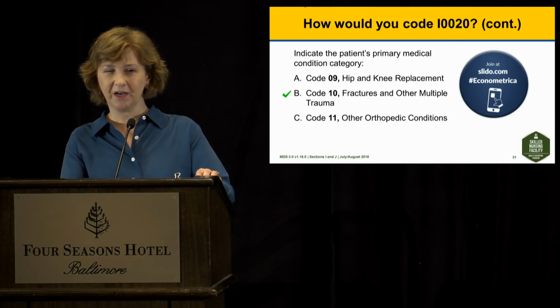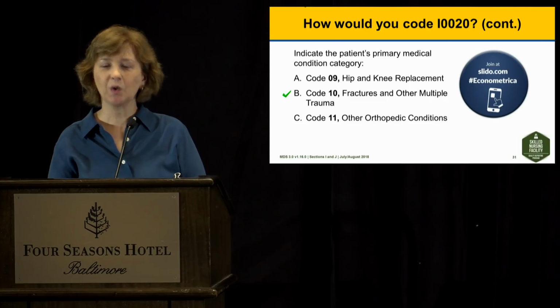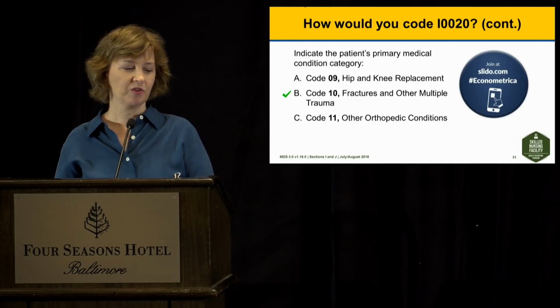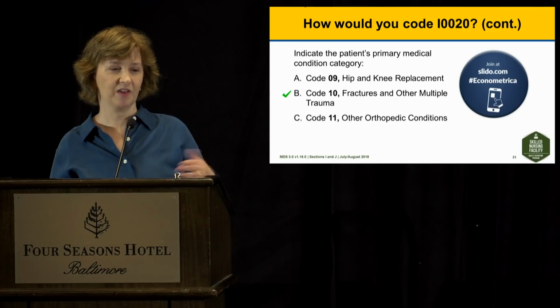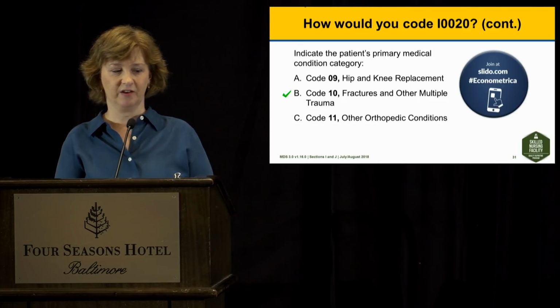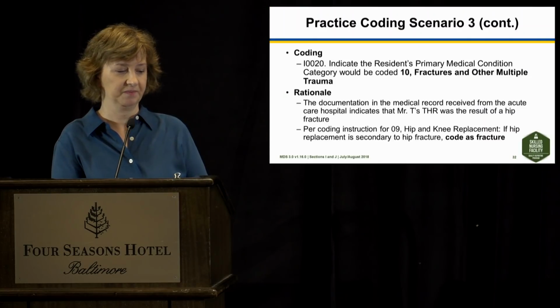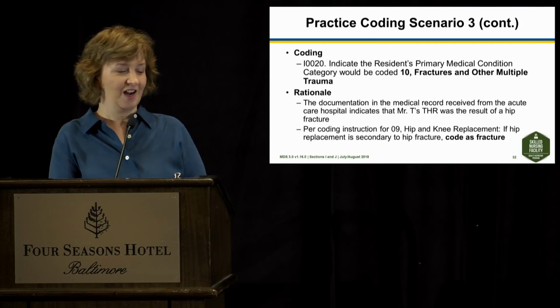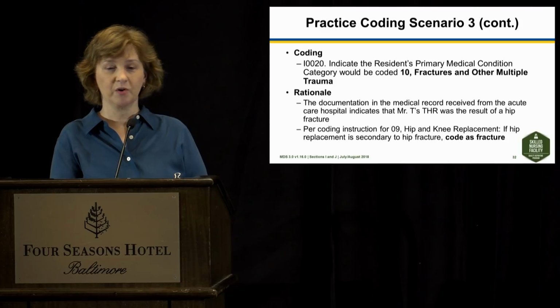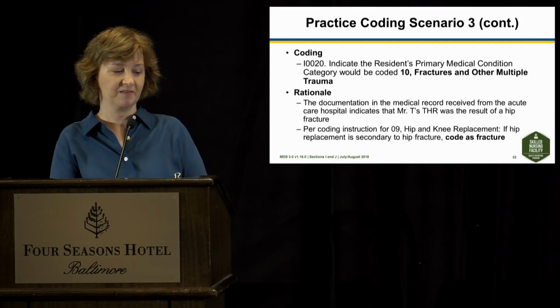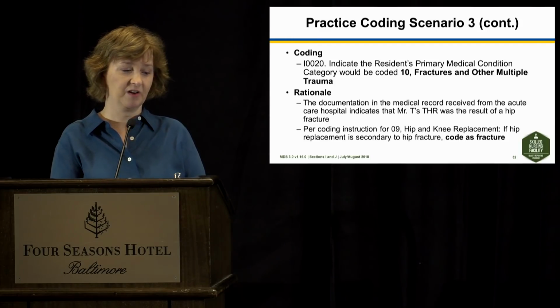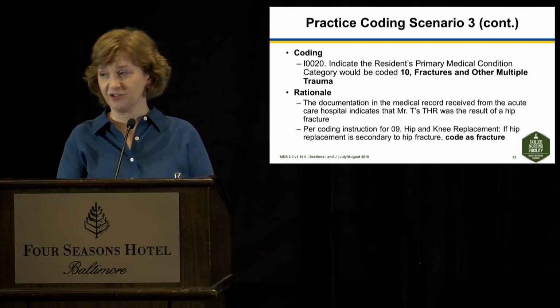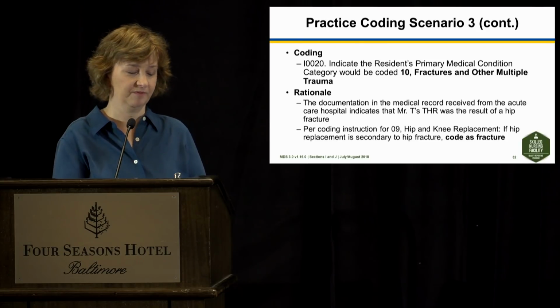The other orthopedic conditions, I think a couple of people might have coded that. So other orthopedic conditions would be things other than a hip replacement and other than fractures of bones. So again, the full rationale is here. Per coding instruction 09, hip replacement: if hip replacement is necessary, is secondary to hip fracture, please code the hip fracture.